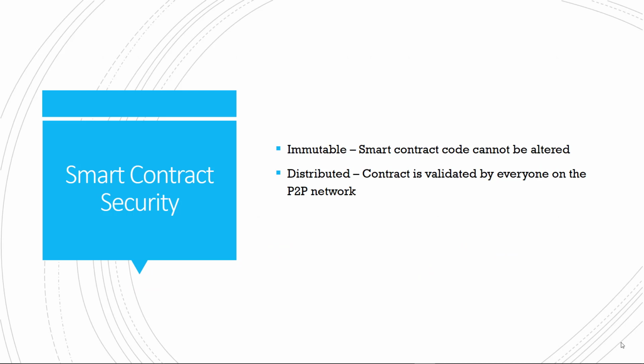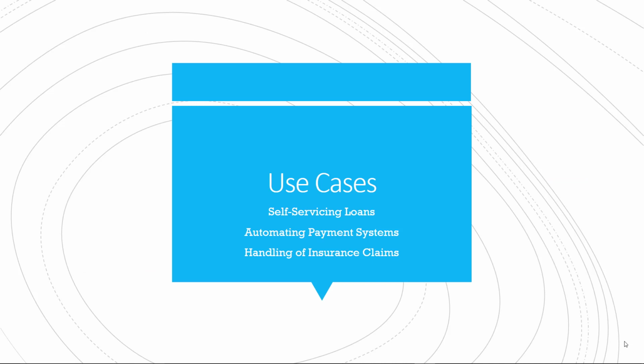Smart contracts are secured because the smart contract code cannot be altered. It is applied to the blockchain and cannot be changed without changing the hash. And it is distributed. Therefore, the contract is validated by everybody on the peer-to-peer network. Here are some use cases for smart contracts. Self-servicing loans, automating payment systems, and the handling of insurance claims can all be done through the correct implementation of smart contracts.